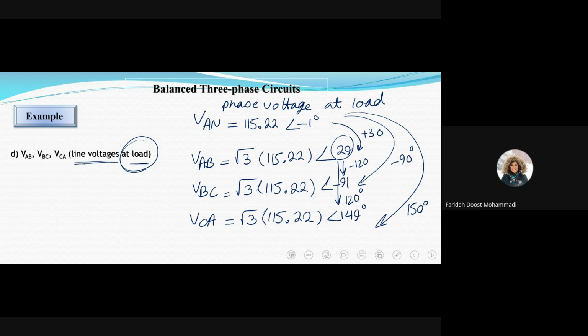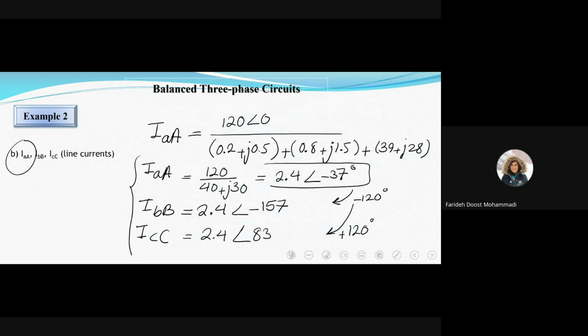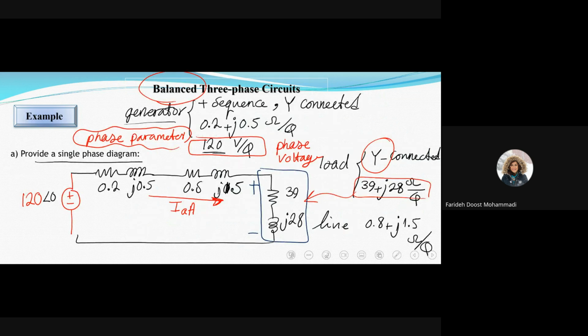Okay, let's see what our next question is. Here it's asking for the line voltage at the source. So I'm going to show on the circuit what exactly we are looking for. This time it's looking for line voltage at the source. So here is the source. So it's asking for the voltage here.